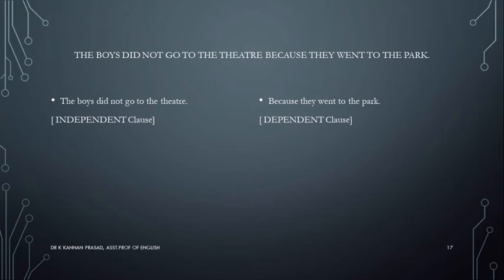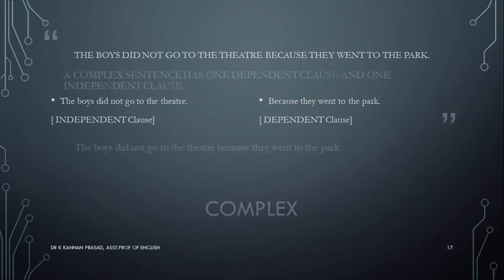The conjunction because changes the status of the sentence. When you say because they went to the park, the meaning is not complete. And that is why clause number 2 is a dependent clause. The meaning of clause number 2 is dependent on clause number 1.